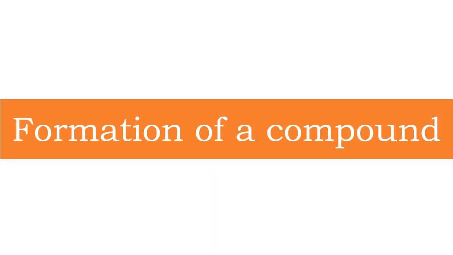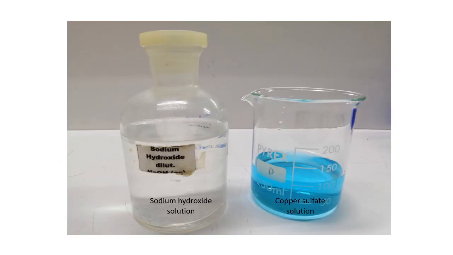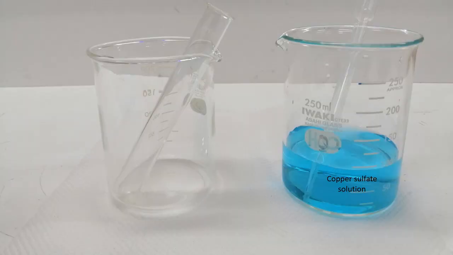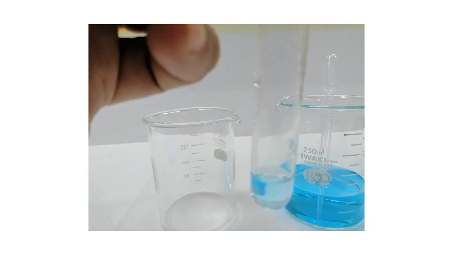Let us now observe the formation of the compound. We will use sodium hydroxide solution and copper sulfate solution in this experiment. We need an empty test tube. We will place 2 ml of copper sulfate solution into it. Now we will have the copper sulfate in the test tube.